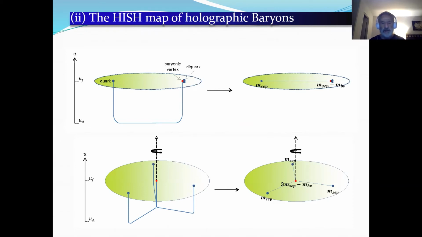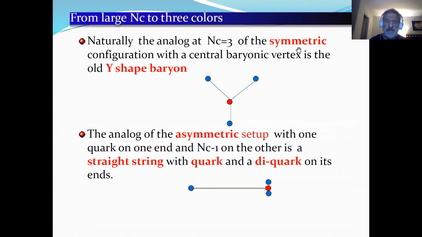We now go from large N_c to 3, and we can have this symmetric configuration, which is like a Y shape, or the totally asymmetric one, where there is a string connecting a quark and the baryonic vertex to the diquark. This is in holography, and this is in HISH in four dimensions. Now, this is just what I said. There is also the possibility to have a delta structure, but I'm now considering the Y shape and the single string between a quark and the baryonic vertex and the diquark.